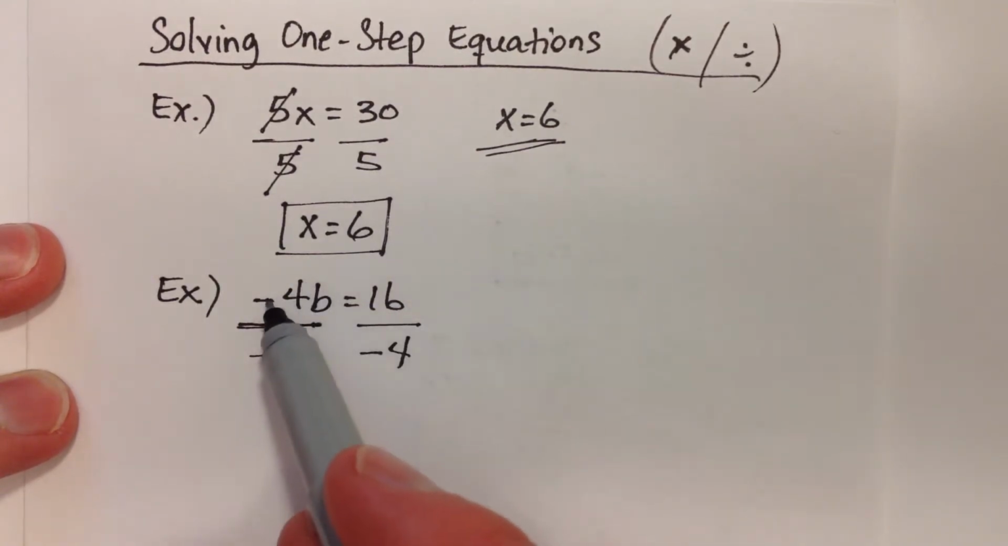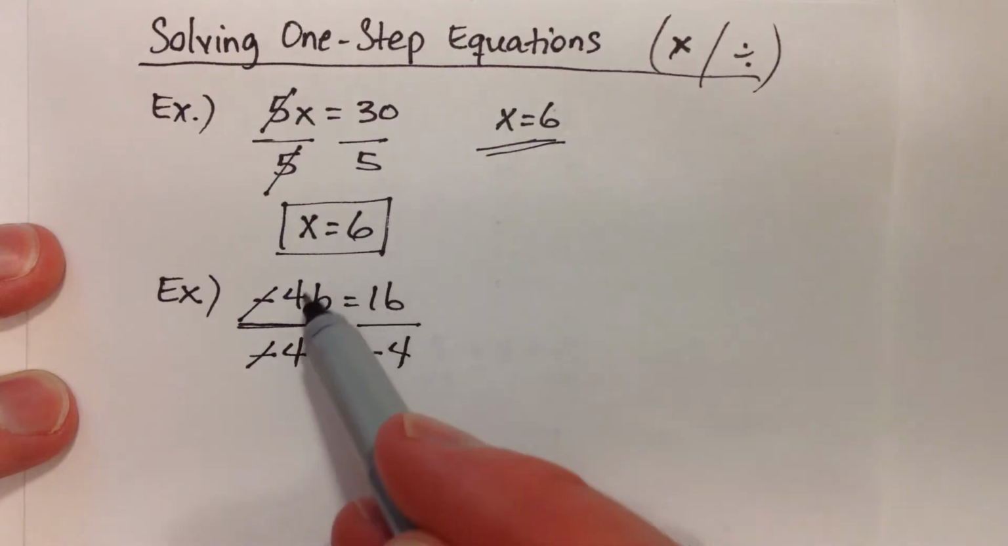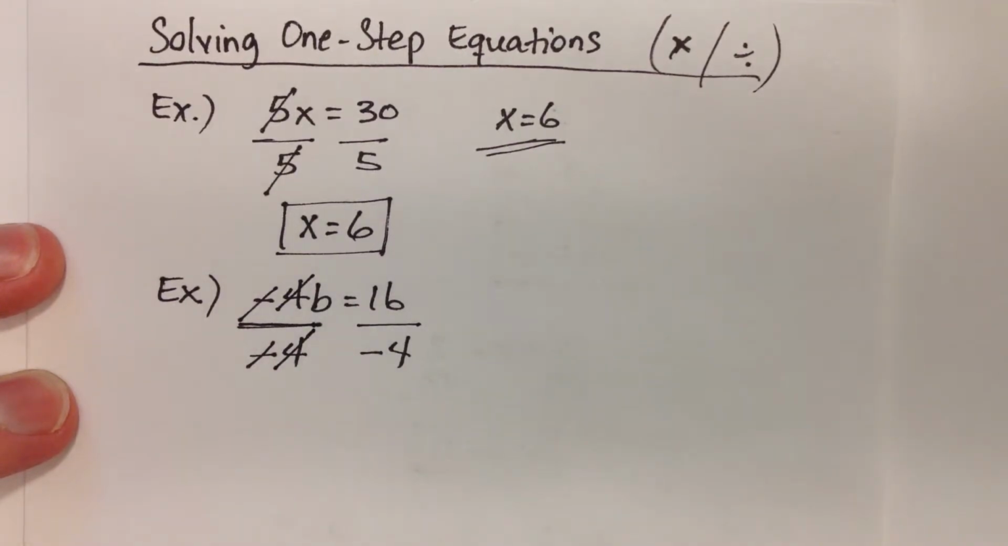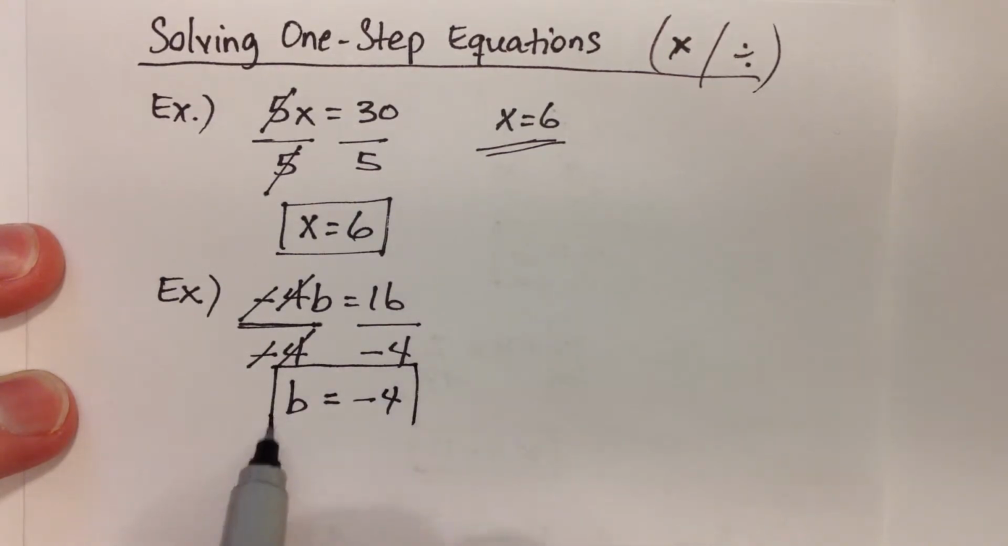So when you divide by negative 4, the negatives cancel, the 4's cancel, which is beautiful, so the b is all by itself, and now we just need to worry about what's 16 divided by negative 4? Well, negative 4. You actually get the same thing. Okay, so our value is b equals negative 4.